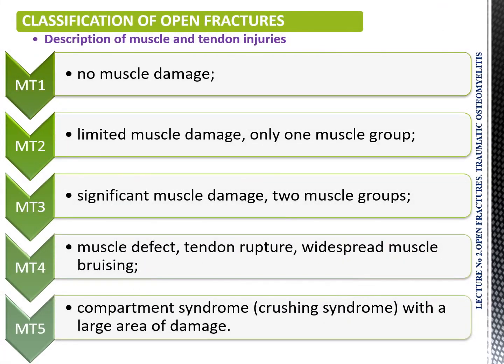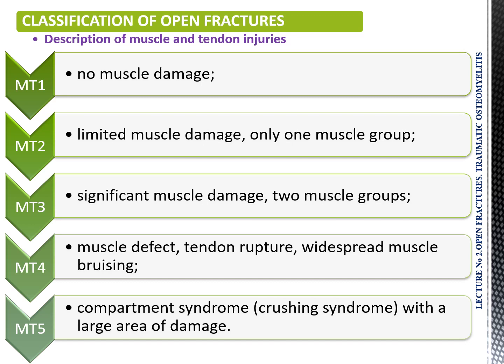The next section of the international classification is the description of muscle and tendon injuries in open fractures. So, M is a muscle, T is a tendon. Therefore MT1 is no muscle damage in this case, there are no powerful injuries, that is, there is only damage to the skin. MT2 is limited muscle damage, only one muscle group was affected in the case of an open fracture. MT3 is a significant muscle injury when there are 2 damaged muscle groups.